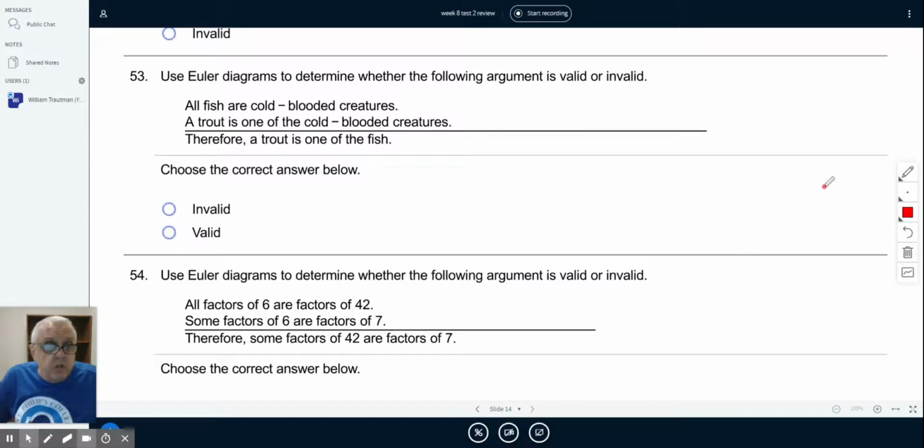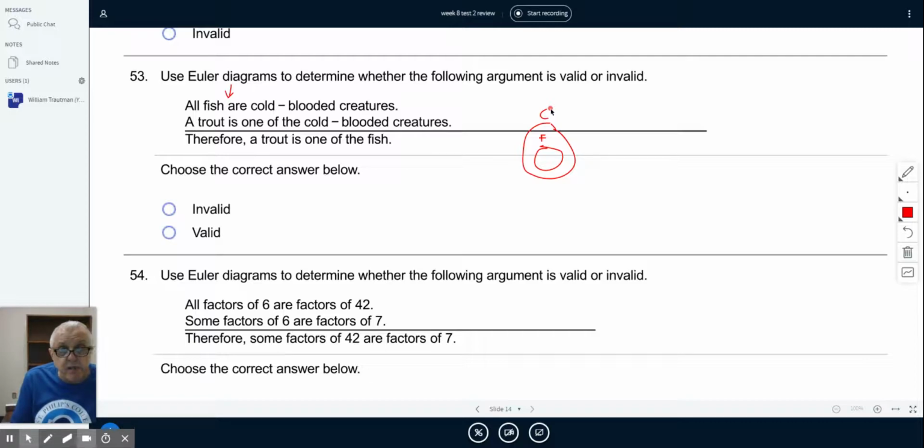All right. So first, all fish are cold. In other words, all fish are inside cold. They're cold-blooded creatures, right? All fish are cold-blooded creatures. So the fish circle is in the cold-blooded circle.